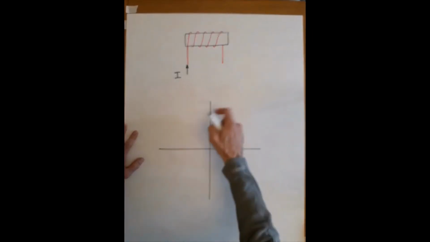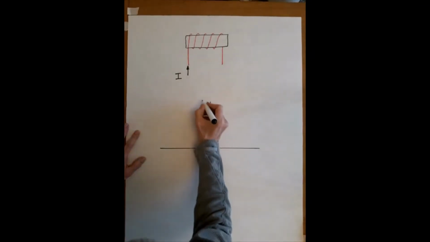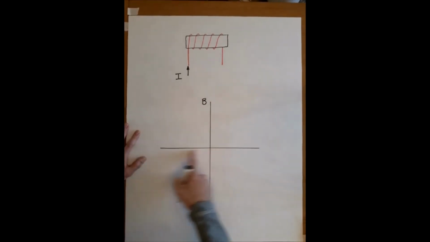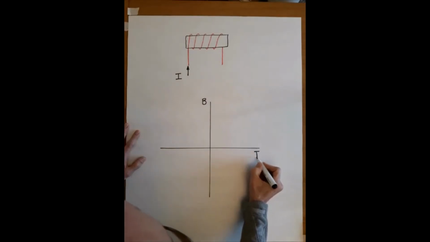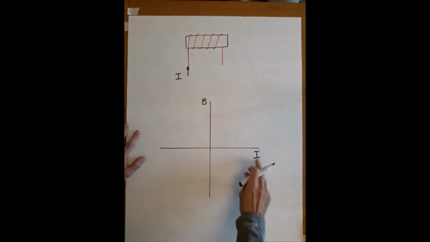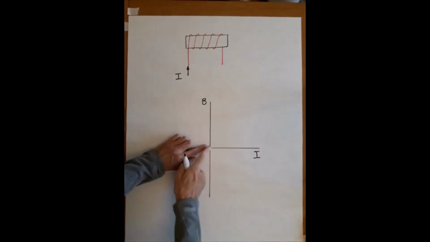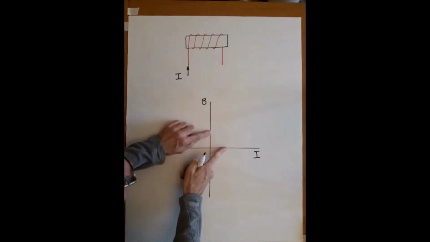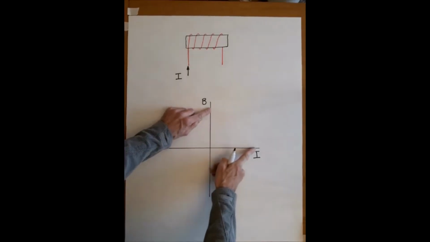On this vertical axis up here, I'm going to talk about the flux density, B. And on this horizontal axis along here, I'm going to talk about the current. Technically, that's not the term I need to be using there, but I'll come back to this towards the end. Just a quick chat about what's happening: if I increase the current this way, then we increase the flux density.